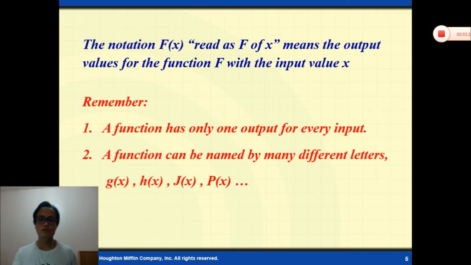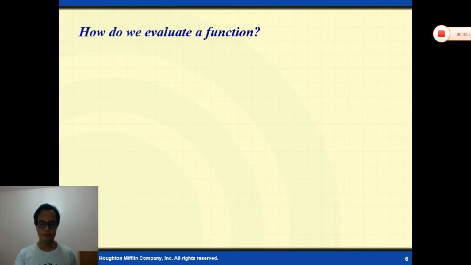We have to remember two things. A function has only one output for every input. A function can be named by many different letters. So we can name a function by using g of x, h of x, j of x, p of x, and so on. So how do we evaluate a function? I will be presenting to you 5 different kinds of functions. We'll just start with simpler examples. Soon, if I have time in my next video, I will be presenting more challenging examples.